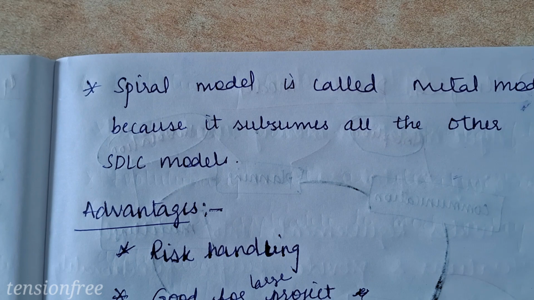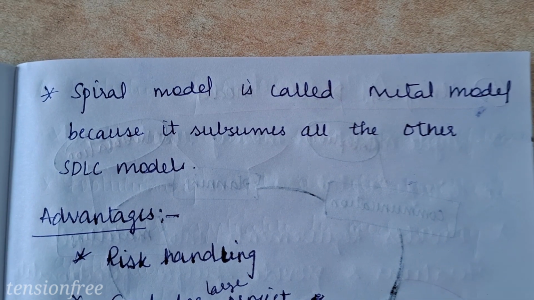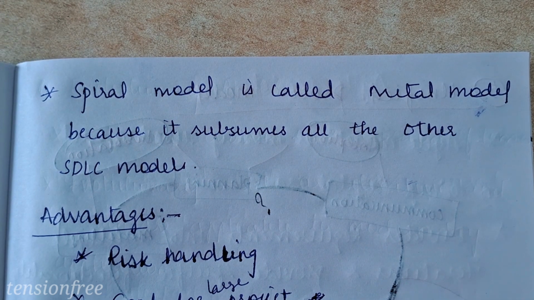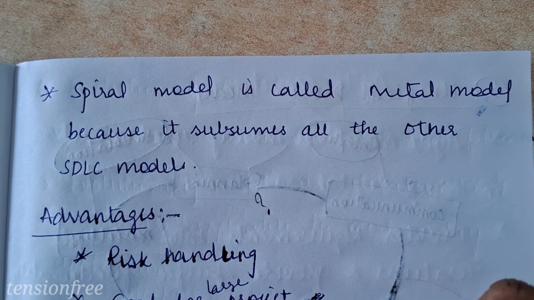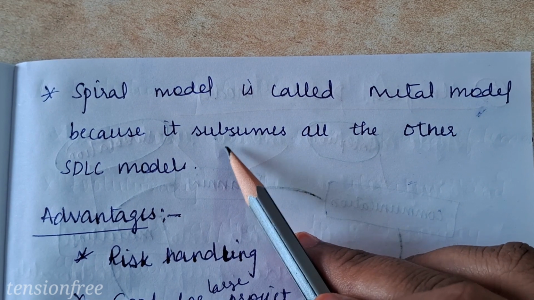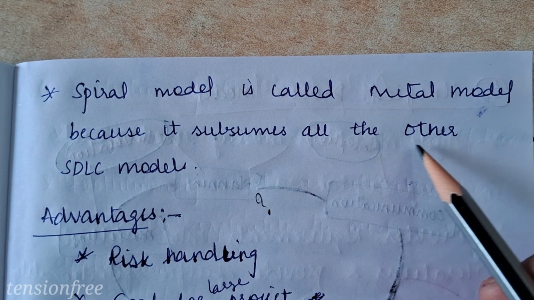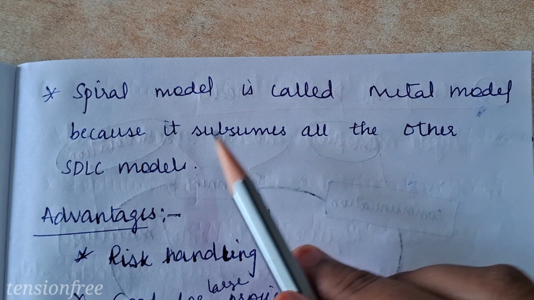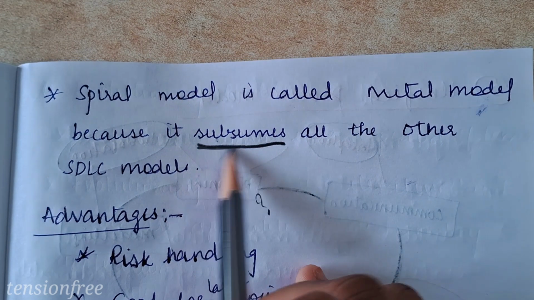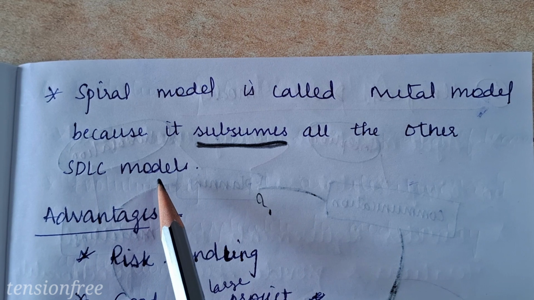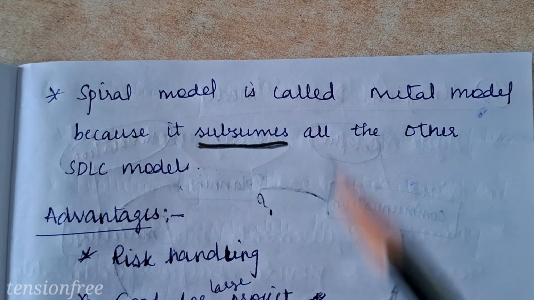The spiral model is also called a meta model. In a 2 marks question, they can ask why the spiral model is called a meta model. Why is it called a meta model? Because it subsumes all the other SDLC models. It subsumes, this is a keyword which you need to write, all the software development life cycle models.